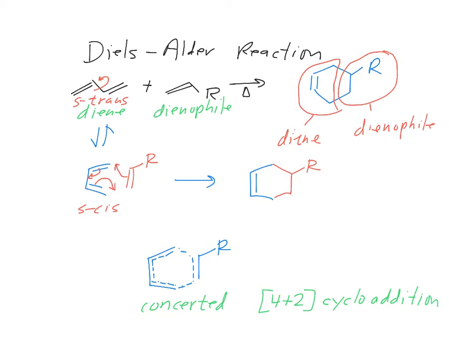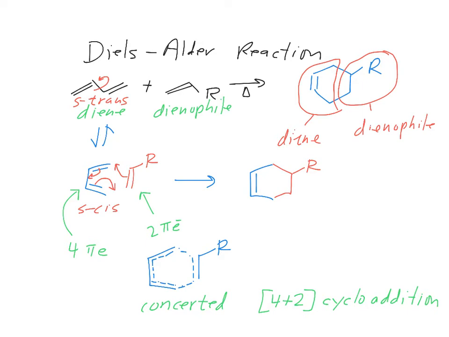Okay, so 4 plus 2 indicates the number of pi electrons from each piece. The diene over here would have 4 pi electrons, right? It has 2 double bonds. The dienophile has 2 pi electrons that are reacting, so that's where the 4 plus 2 comes from.